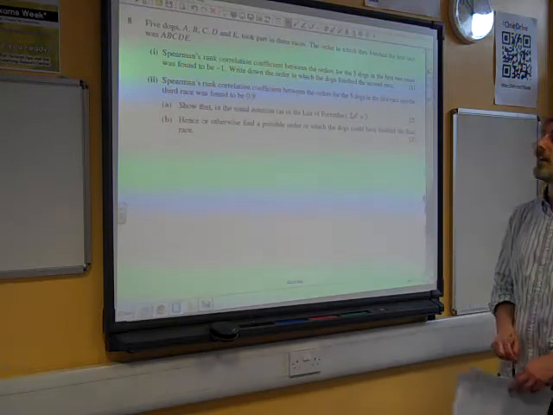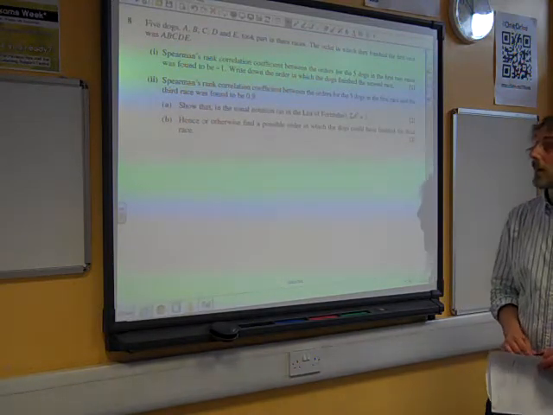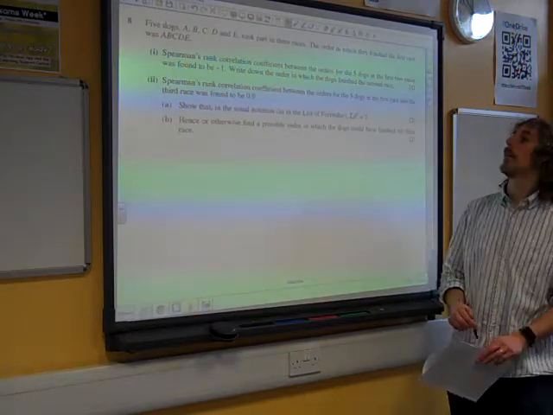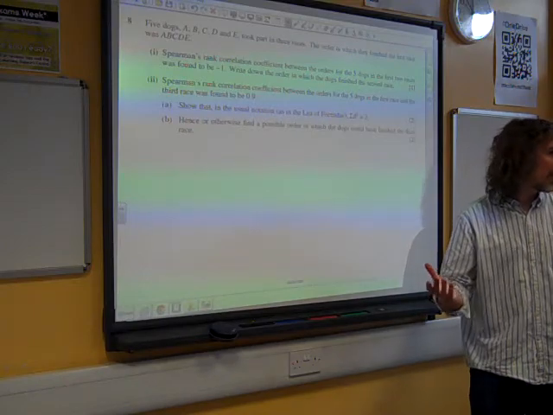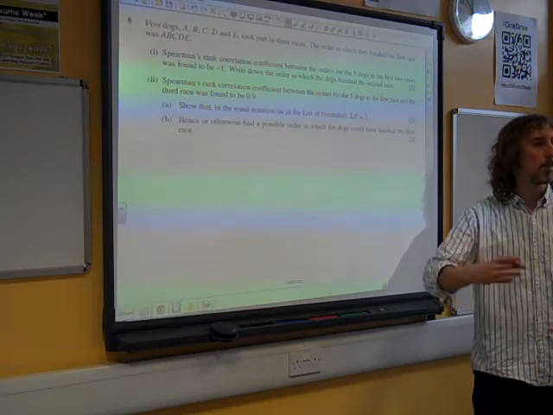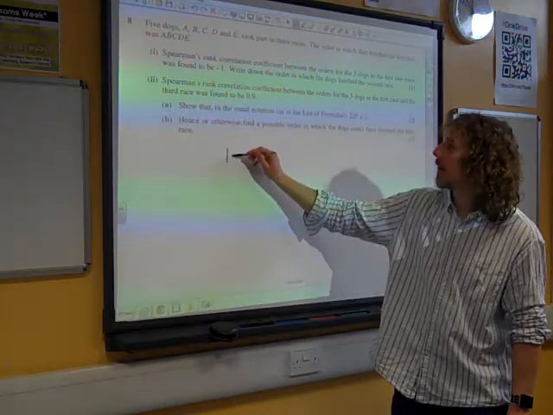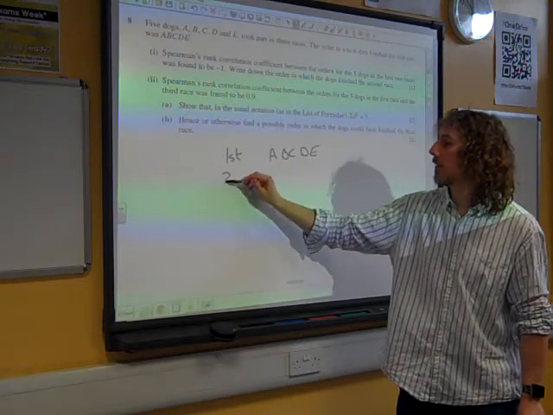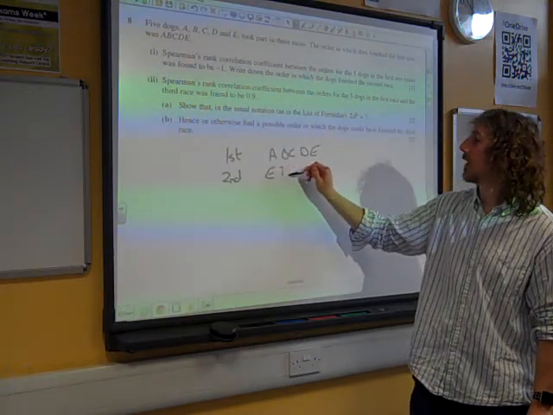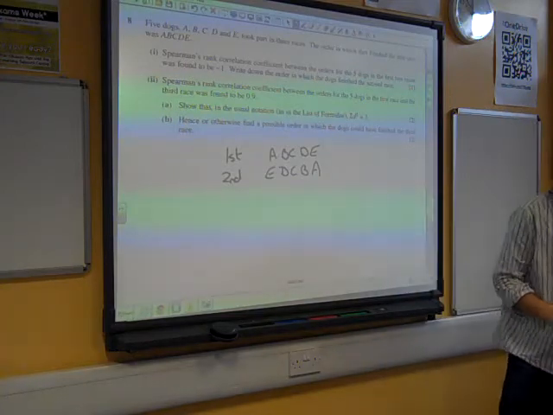How convenient. Spearman's rank correlation coefficient between the orders for the 5 dogs in the first 2 races was found to be -1. Write down the order in which the dogs finished the second race. Well, if it's -1, that means that the rankings were completely opposite. So if the first race was A, B, C, D, E, the second race must have been the complete reverse of that. So E, D, C, B, A.